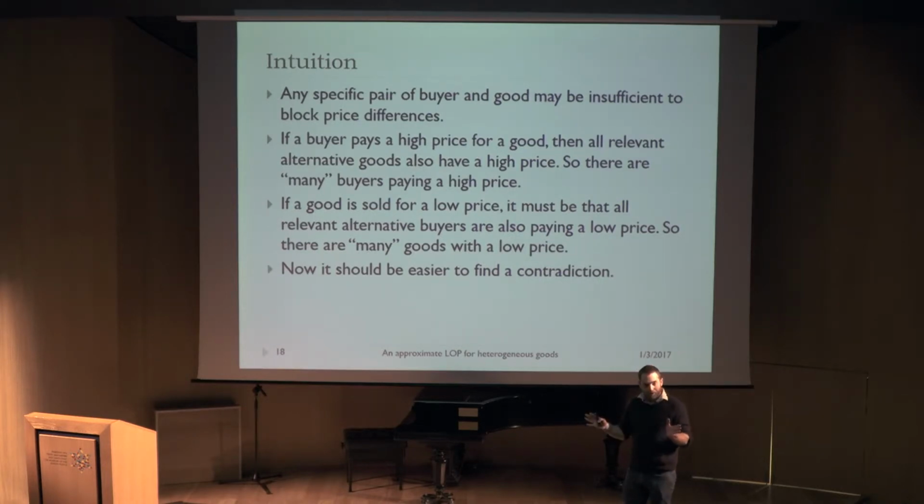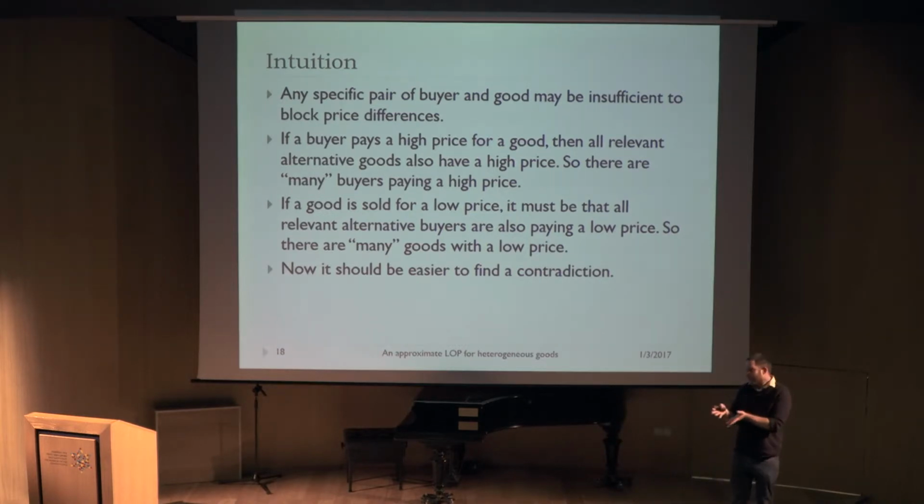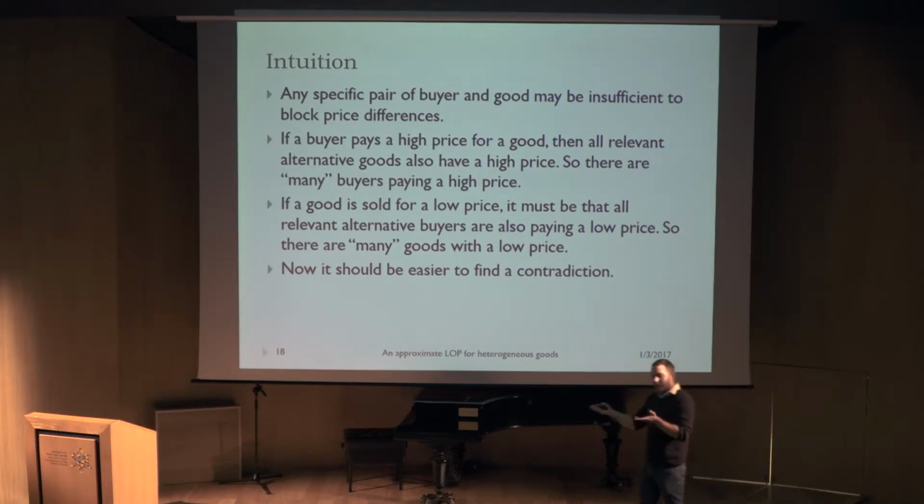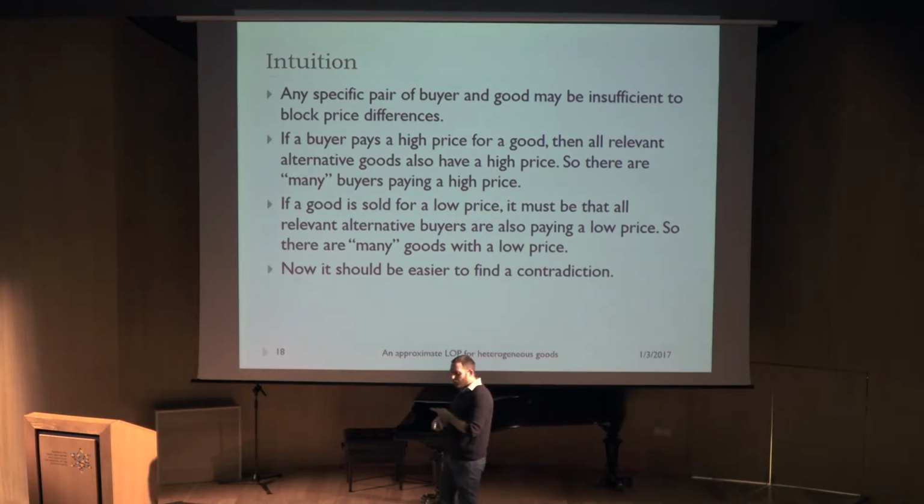So intuition for economists, and then intuition for computer scientists. Okay, intuition for economists. Rabbit is not really a contestant for the honey that Pooh wants, right? And take a pair of two goods that are sold at different prices. It's not necessarily true that the buyer who buys the good that is sold for the high price wants the good that is sold for the low price, right? Because maybe she just doesn't like that good, okay? But if there is a buyer that buys a good for a high price, it should be true that all other goods that that buyer likes are also high priced, right?